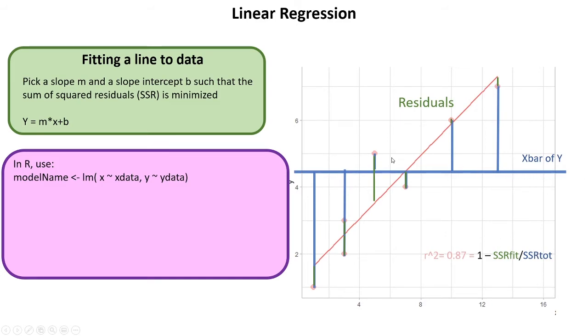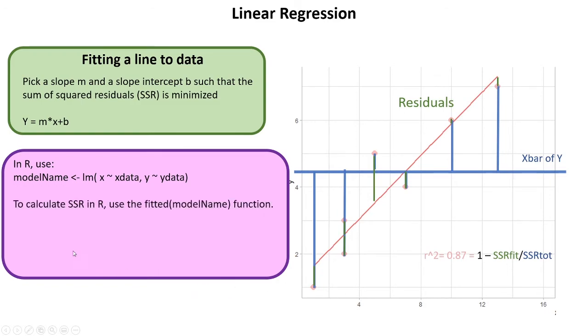And so x bar of y is shown here going across, and then coming out from x bar of y, we have the residuals of all of the data away from the mean, right? So SSR away from the mean is summing all of those and squaring them. And so if you take 1 minus the residuals of the fit divided by the squared residuals of the mean, then you end up with your R squared value. It's another way to calculate R squared.